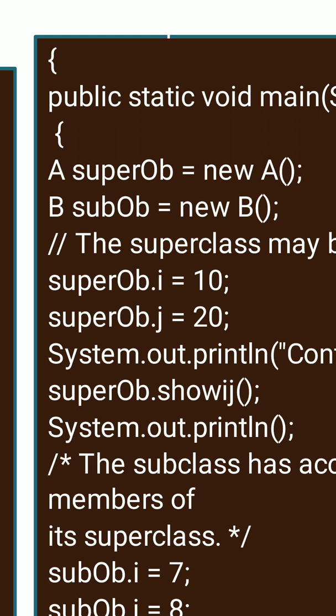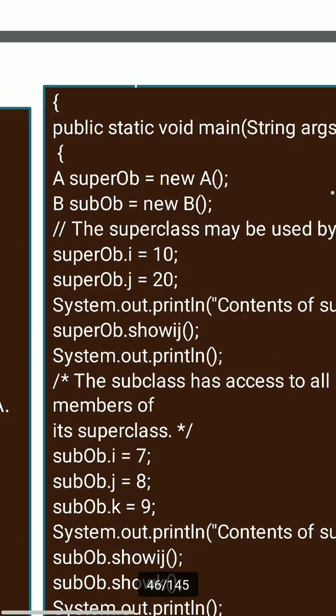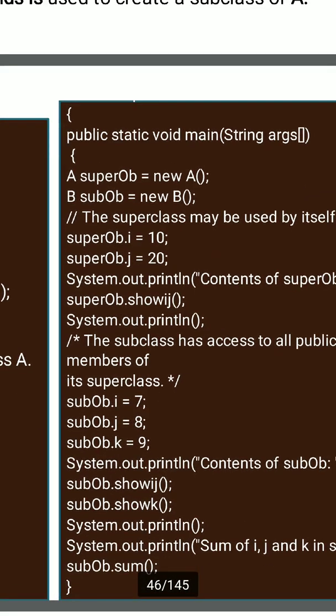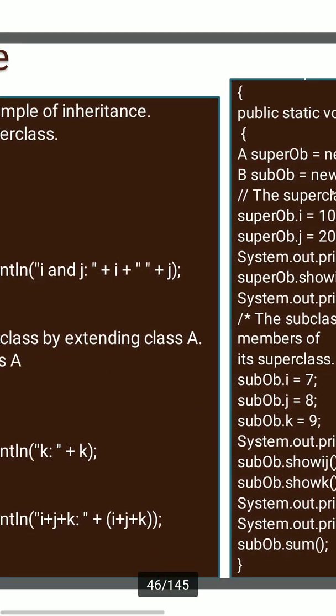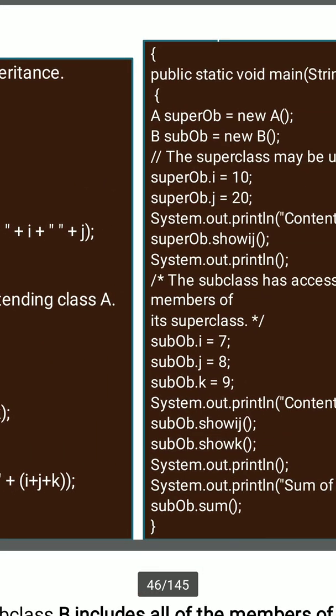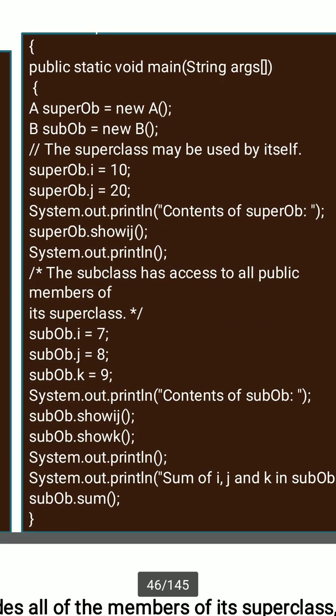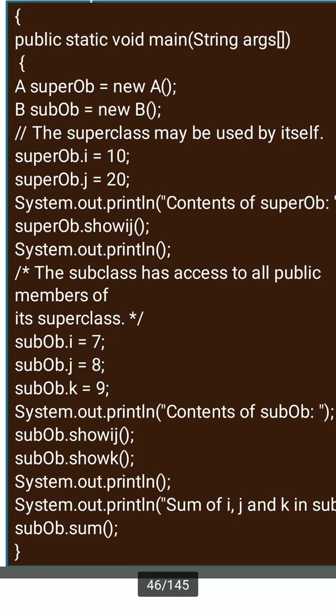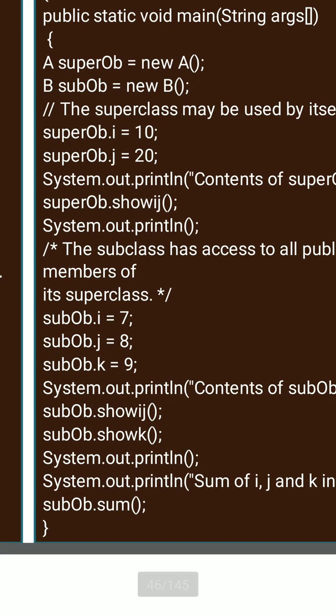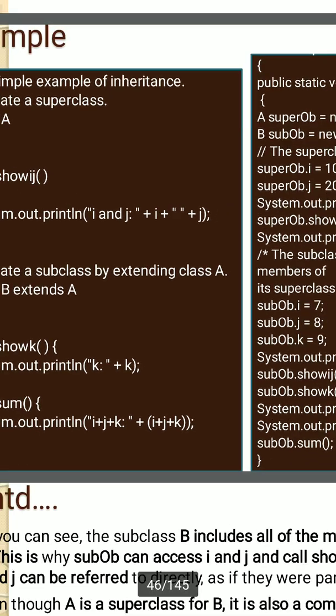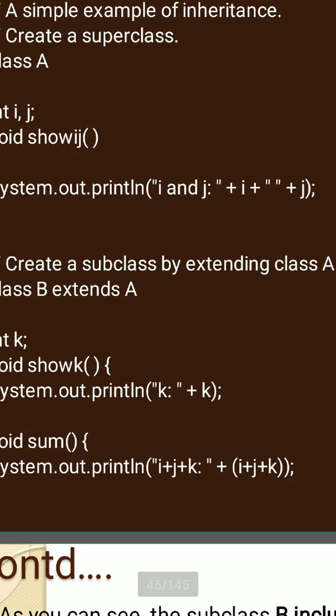Okay, B is the constructor, the open parenthesis close parenthesis. Then here I am going to assign the values for the i and j variables of class A, that is the values 10 and 20, and I am going to print the values of i and j, that is the contents of super obj. Super ob dot show ij. Show ij is having the SOP statement, which is going to print the value of i and j, plus i plus j.